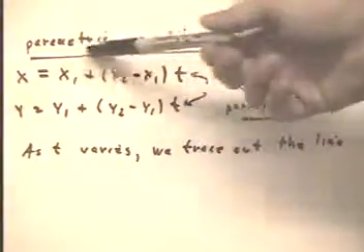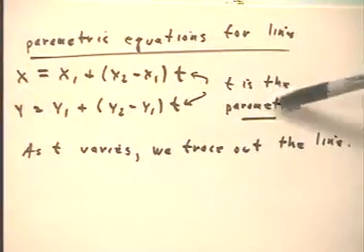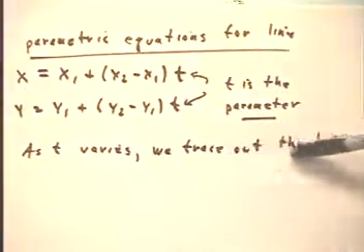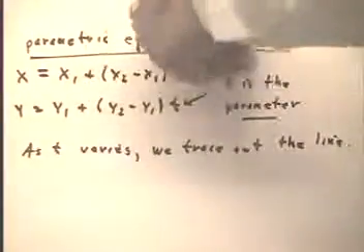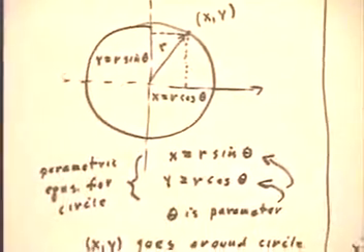So again, the parametric equations for a line through (x1, y1) and (x2, y2) are as follows. t is a parameter, and as t varies, we trace out the entire line. Now, let's consider what happens if we want a set of parametric equations for, say, a circle.